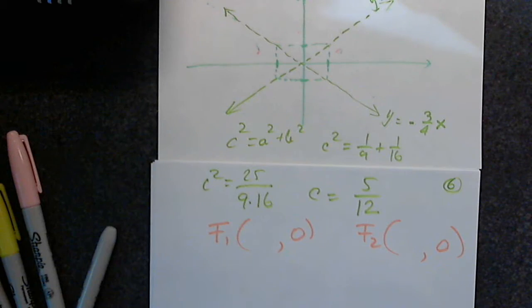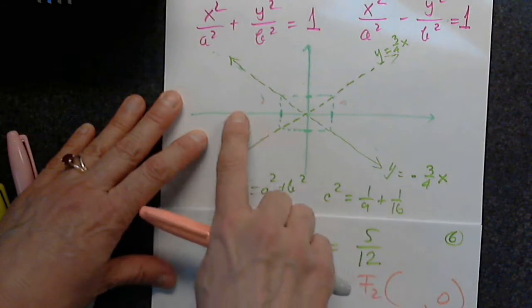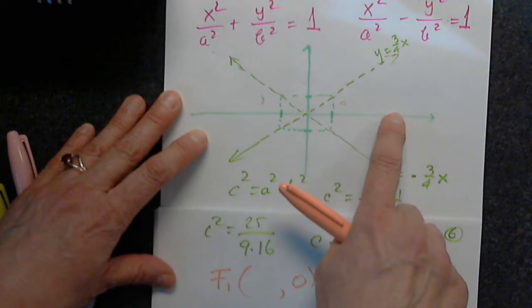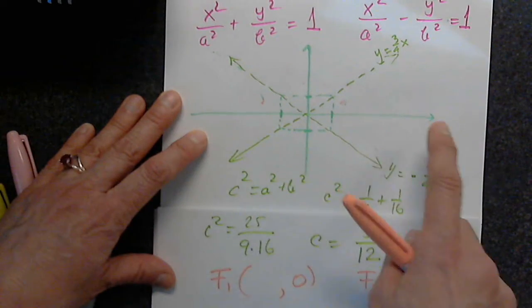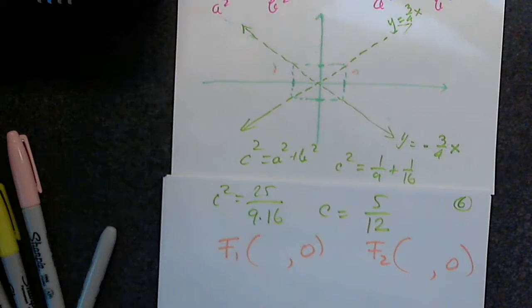Question about F1, F2. You said, why is it 0 on the y? Because the foci have to be on the x-axis. And on the x-axis, y equals 0. So what are the coordinates of the foci for F1? Either 5, 12, 5, 4. Very good.